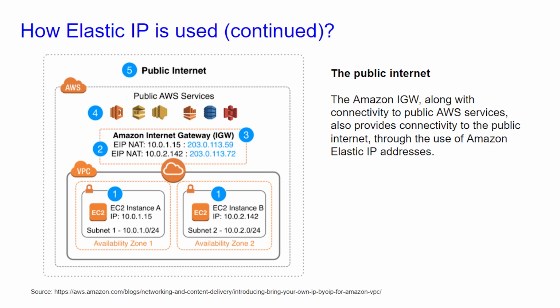Finally, we have stage 5, which is the public internet. The Amazon IGW, along with connectivity to the public AWS services, also provides connectivity to the public internet. It is through the use of Amazon Elastic IP addresses that it is able to do this.